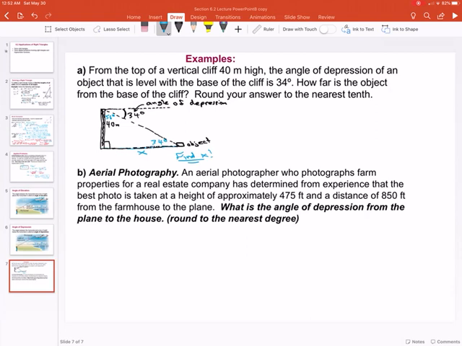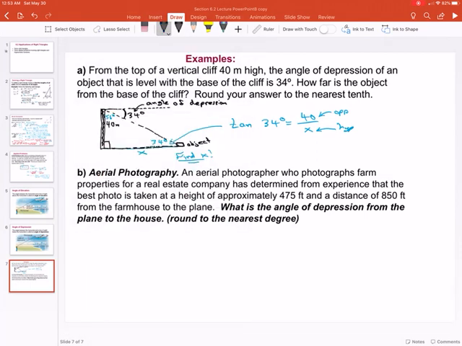Now with that said, we want to find x. So let's use our given information. I'm going to use that 34-degree angle. Let's use our trig function. Let's use tangent. We know that the tangent of 34 degrees would equal 40 divided by x. Opposite over adjacent, right? So again, I'm drawing in a picture to get a visual of what we're looking for. Now we're ready to solve that. So let's go ahead and solve for x.